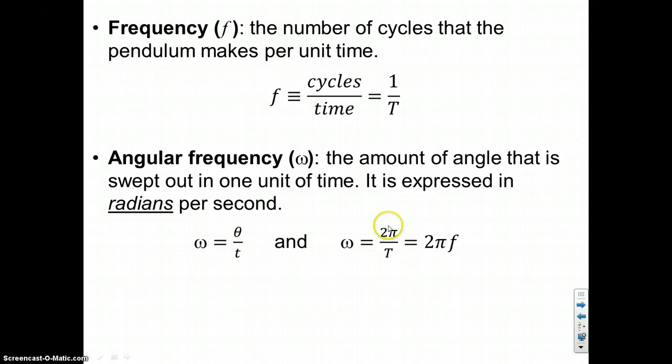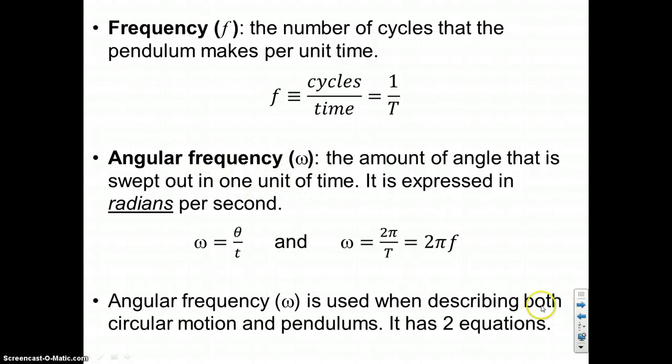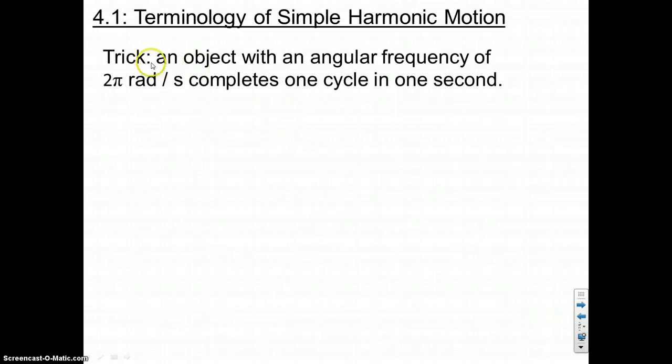And if I continue with this equation, we see that 1 over t is equal to the frequency. So now we have another equation, omega equals 2 pi f, for calculating the angular frequency. And this is omega, the Greek letter omega. It's what we use to represent angular frequency. So here's the trick. If an object has an angular frequency of 2 pi radians per second, then this angle, 2 pi radians, which is 1 complete cycle, occurs in every 1 second.